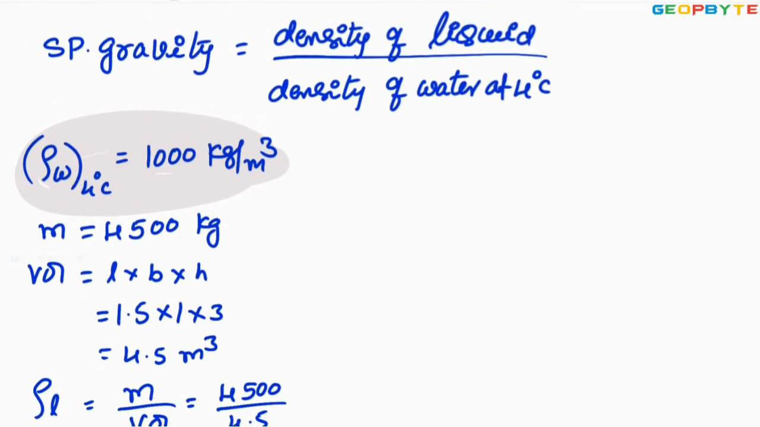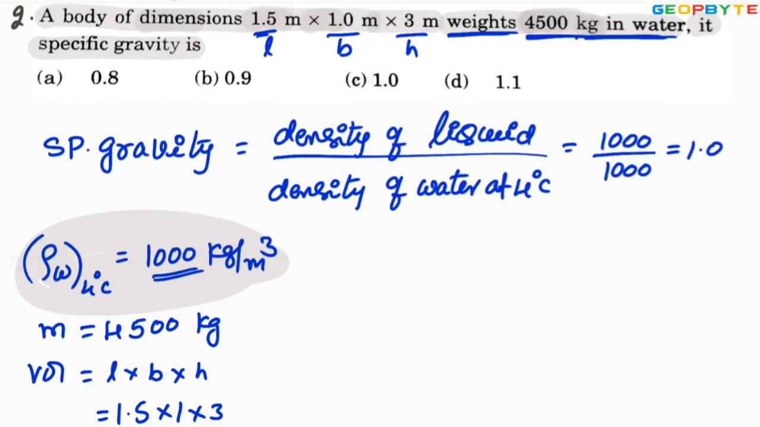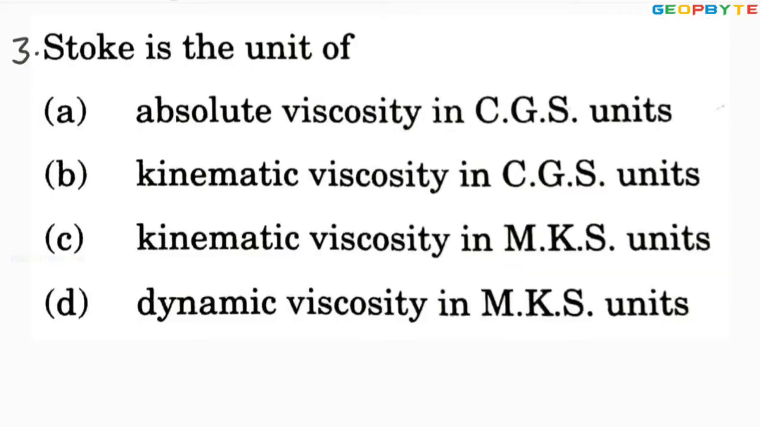Therefore, specific gravity equals density of the liquid, which is 1000, and density of the water at 4 degrees centigrade is also 1000. Therefore, specific gravity of the given water is 1.0, with no units. Specific gravity is free from units. Look at the options. Option C is absolutely correct. I hope you got my point. Let us take one more problem. Look at the third problem.